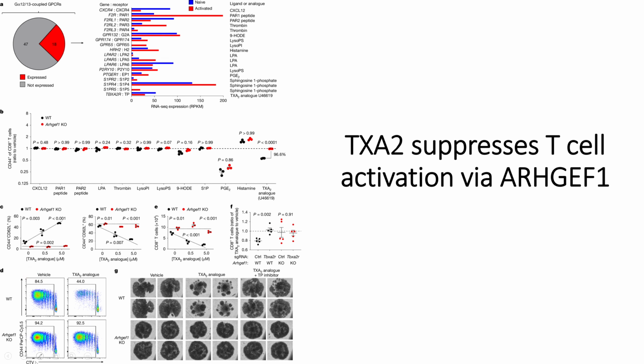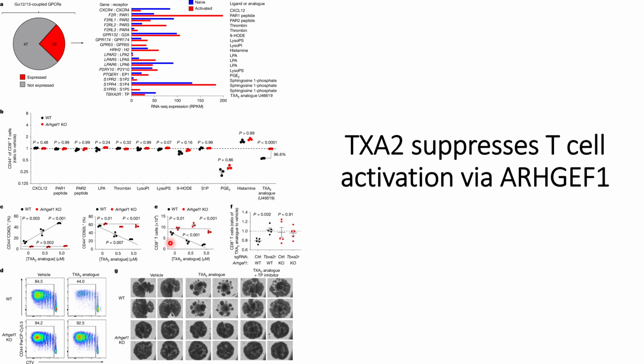They showed these things using flow cytometry results, where we can see that in the ARHGEF1 knockdown the changes are not statistically significant, around 94.2 to 92.5 when they use this TXA2 analog. But in the wild type, the CD44 plus cells without the TXA2 analog are around 84.5, and this reduces to 44 with the TXA2 analog, indicating that the TXA2 analog plays an important role in CD8 plus activation.